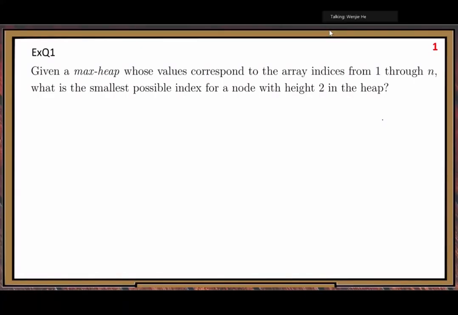The first question: given a max heap whose values correspond to the array indices from 1 through n. So that's our typical arrangement. What is the smallest possible index for a node with height 2 in the heap? Now, height 2: height 0 is the leaves, then another level is height 1, here height 2. Let me show you how to find the answer.